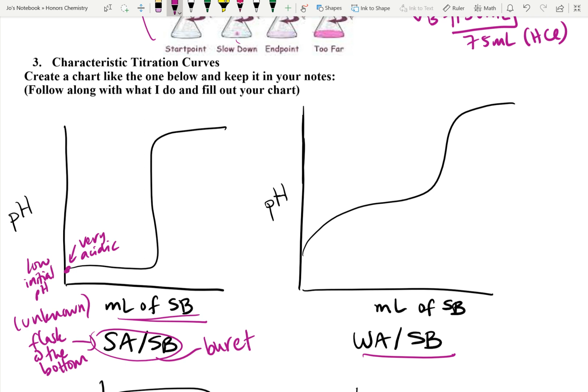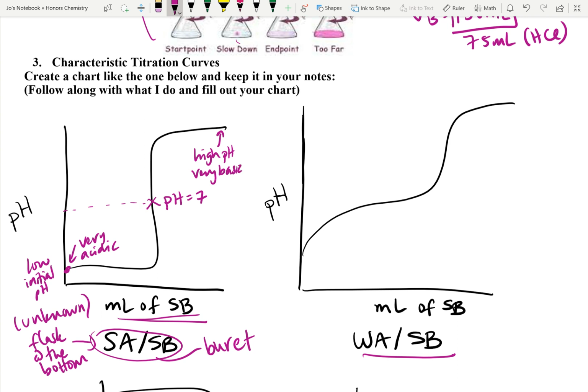Our equivalence point, you're going to look on this graph. You're going to find a big jump and go in the middle of the big jump. So in the middle of that big jump should have a pH of 7. And that is true for a strong acid, strong base titration. And then at the very end, it should have a high pH. It's going to be very basic.